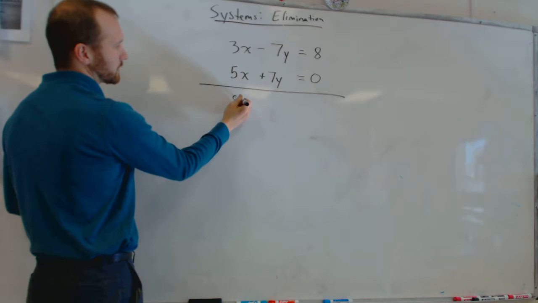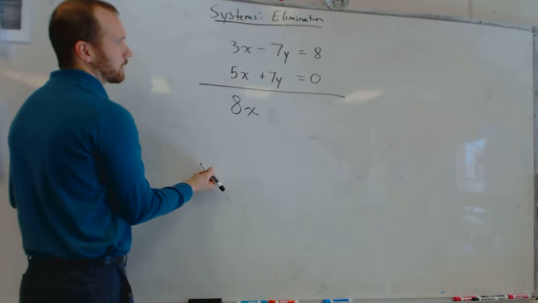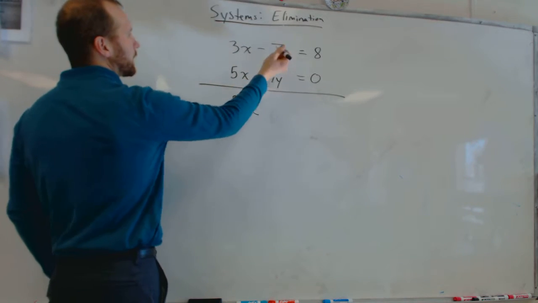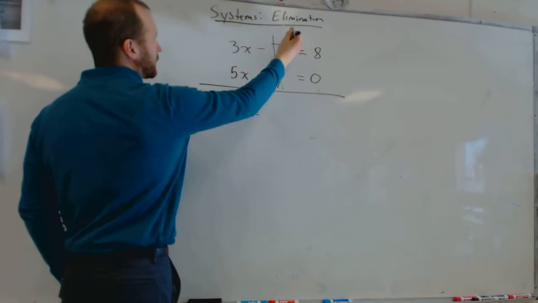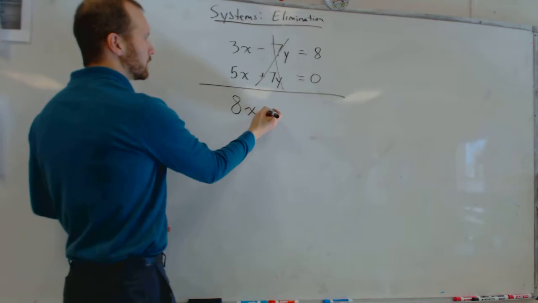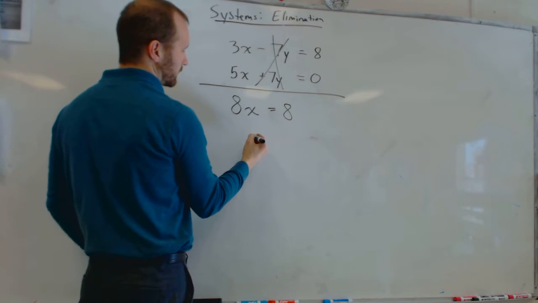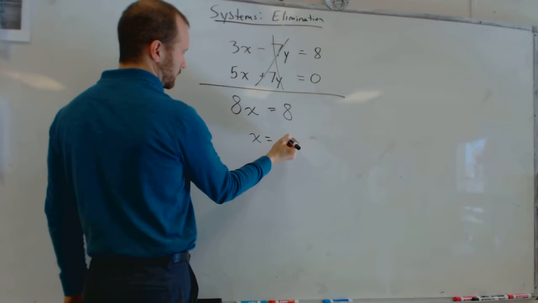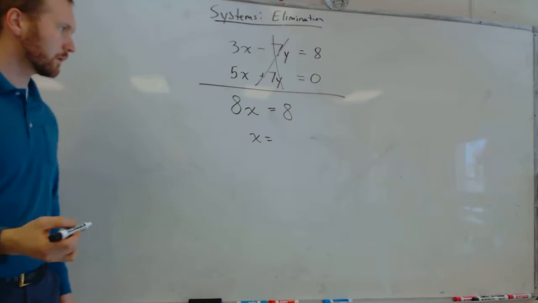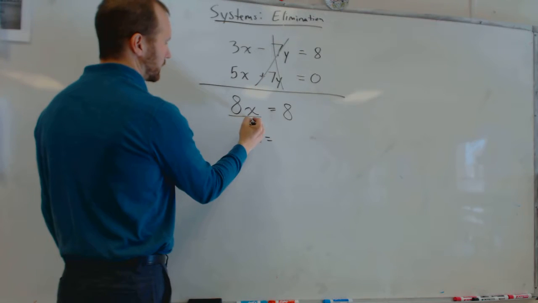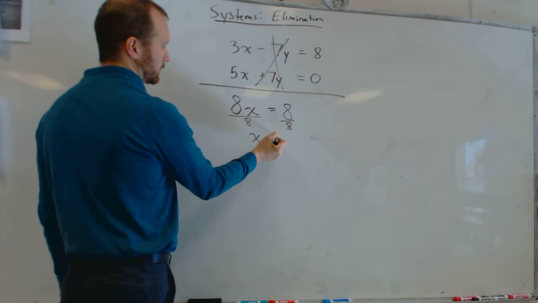Okay, what's my first step? Add 3x and 5x. Yeah, I'm going to add the entire equation. So first part of that is adding 3x and 5x, which is 8x. And then you can eliminate the y. So 7y and 7y eliminates, because this one's negative, equal to 8. So 8x equals 8. So x equals... No, you have to divide by 8. Divide both sides by 8, x equals 1.